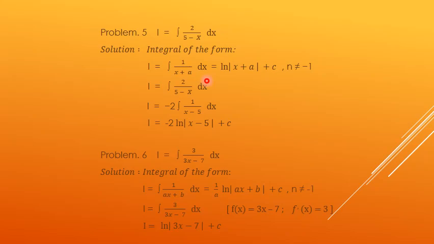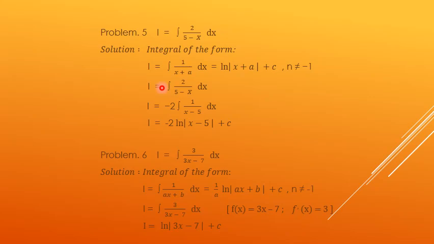So now we solve it by using this formula. Minus 2 is again the same, ln again the same, and here we put x minus 5 instead of x plus a, mod plus c is again the same. So this is the required solution for the given integral.